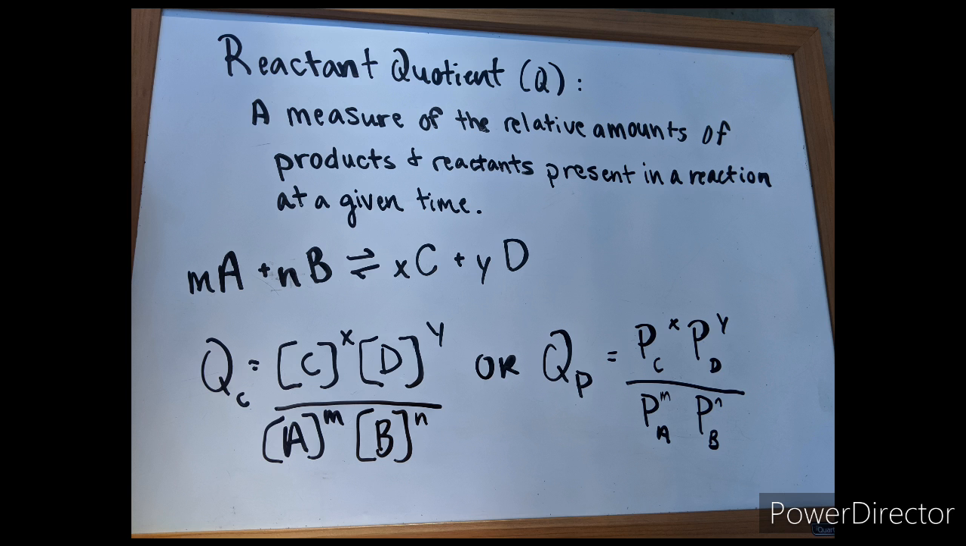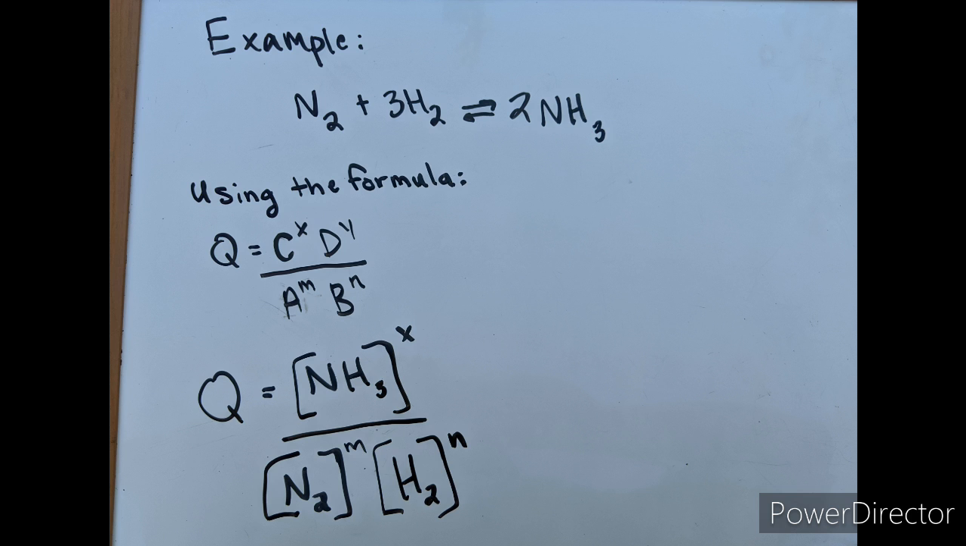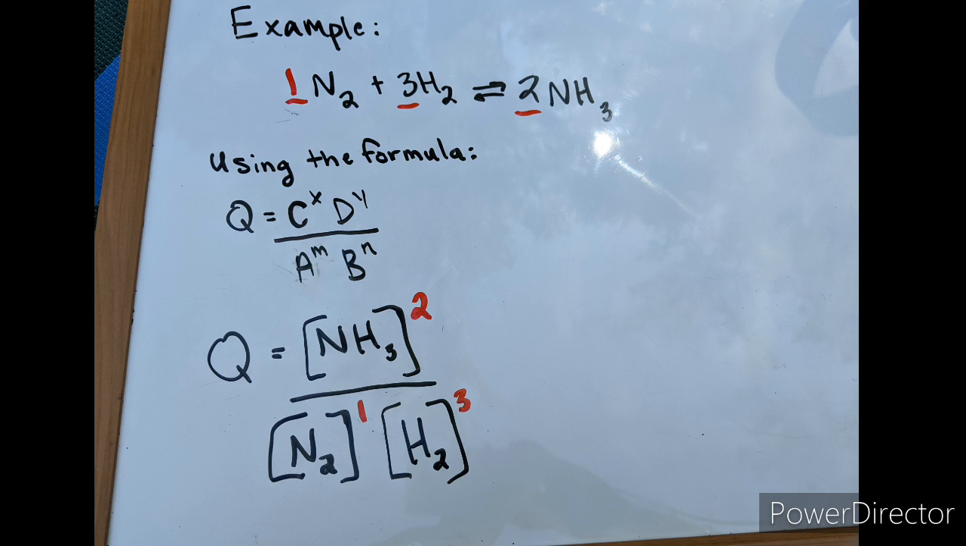Now let us do an example to help you test your understanding of how to find Q. Using the formula provided, we can put the product in the numerator and the reactants in the denominator. We can find their exponents by using the coefficients of each component in the balanced equation.